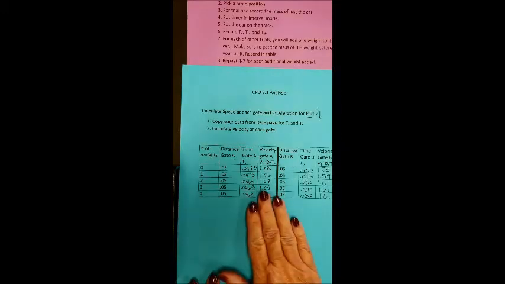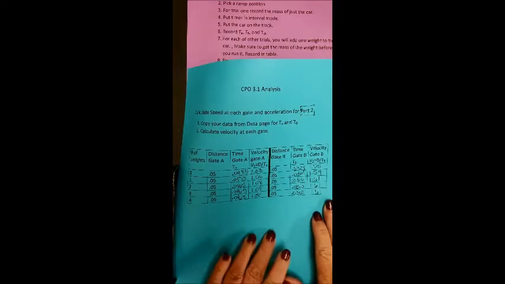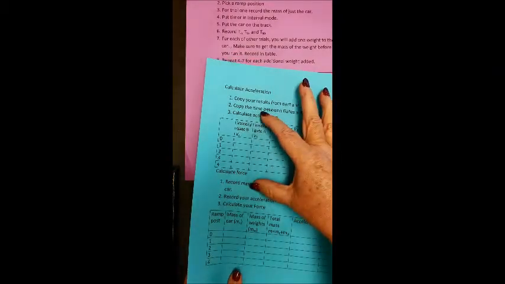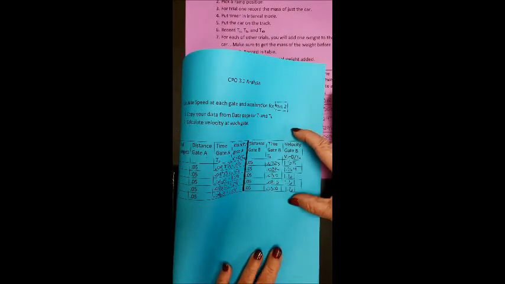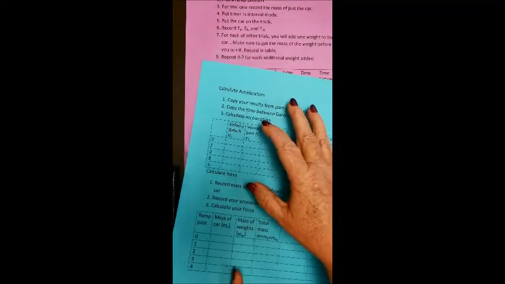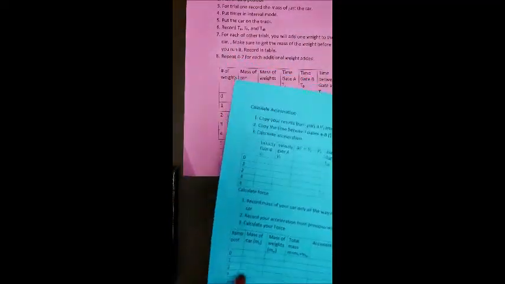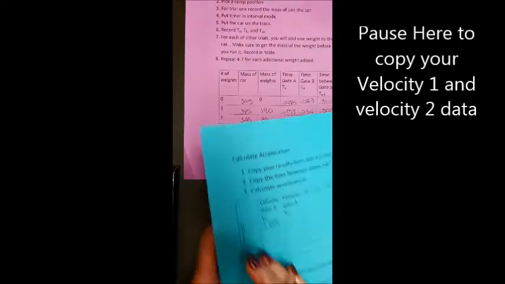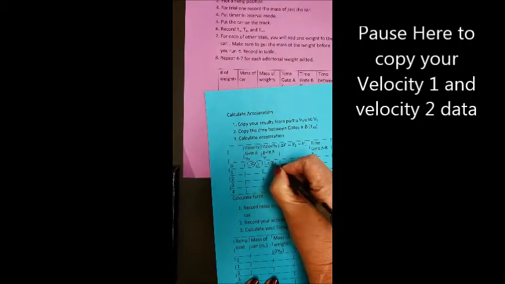Okay, great. So now you should have your velocities for gate A and your velocities for gate B. The next thing we need to do is transfer those to the other side. Velocity 1 is going to go right here, and velocity 2 will go right here. You just again copy that from this side. Velocity 2 to here, velocity 1 to here. Go ahead and take just a second to get those copied.